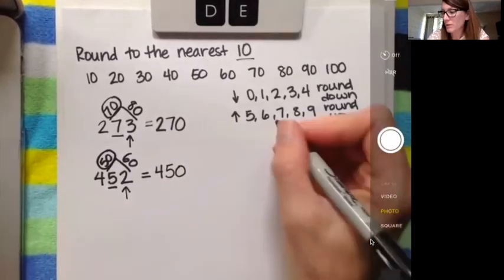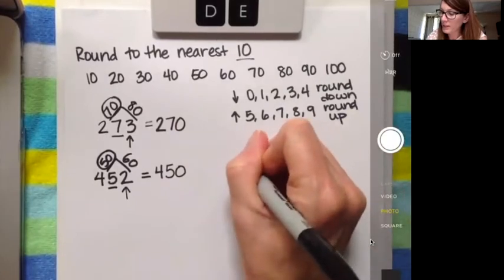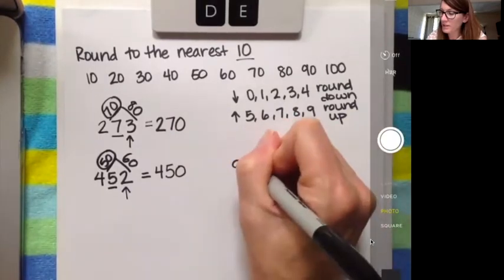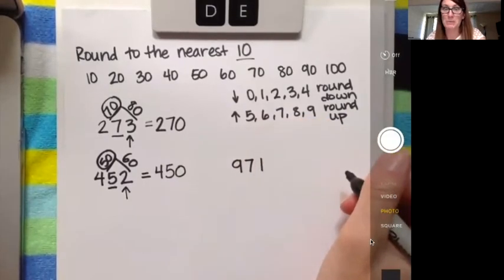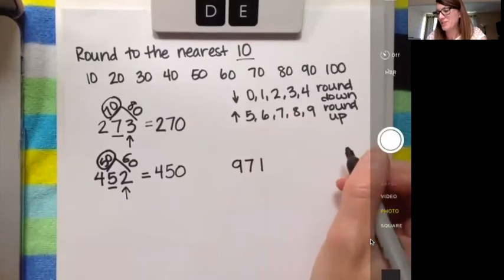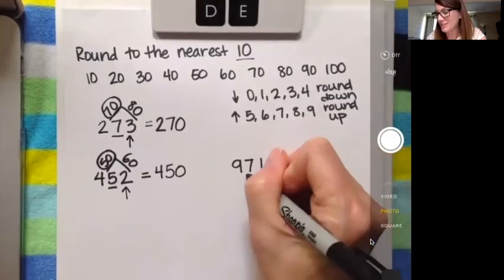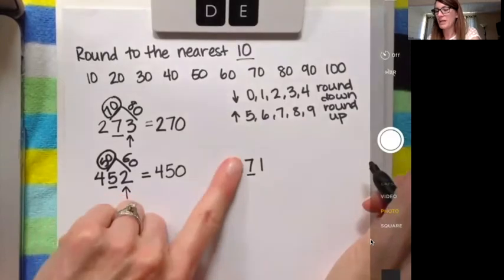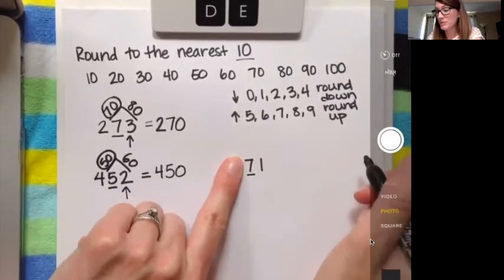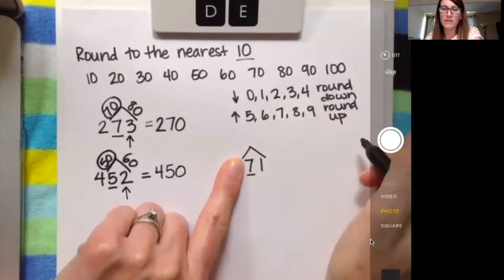Okay, let's try another one like that. So let's try 971. This is going to be a tricky one. All right. So first step, underline the tens place. That's right. So let's underline that 7. I'm going to cover up my 900 because I don't care about it right now. I'm just going to ignore it for right now. I'm going to build my roof right on top of that 71.